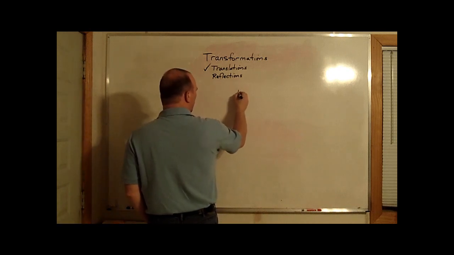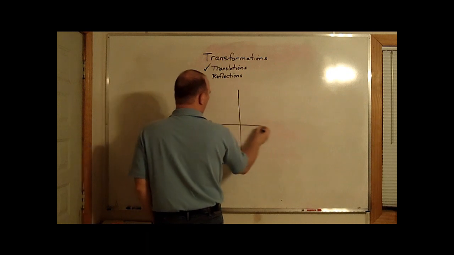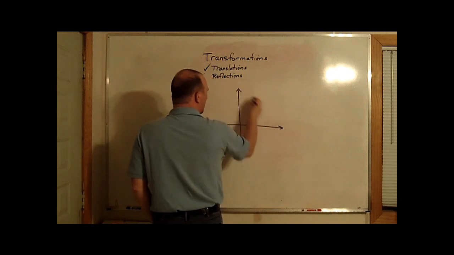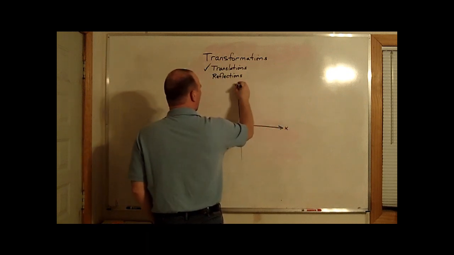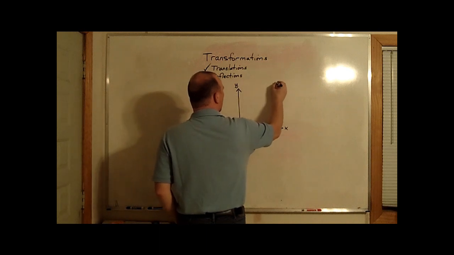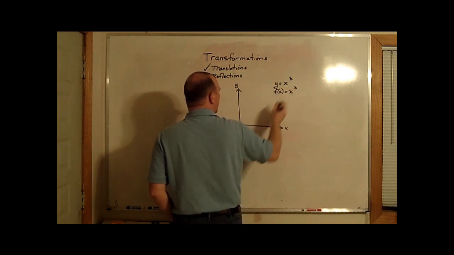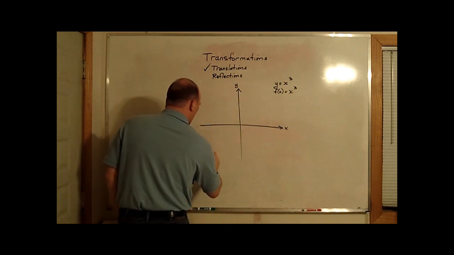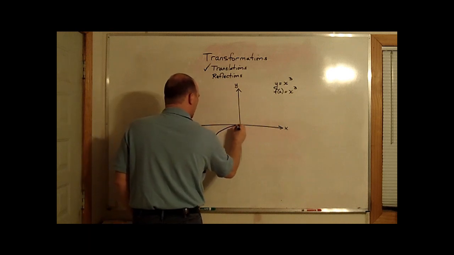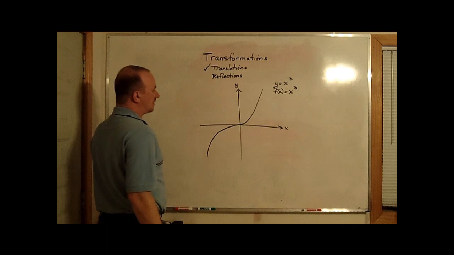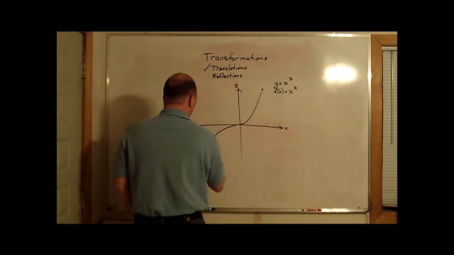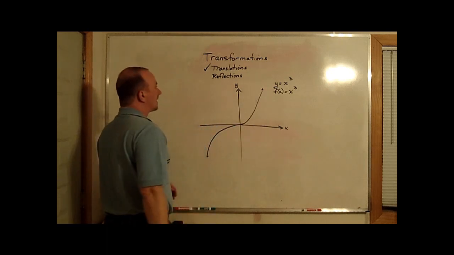So let's look at an easy function. Let's look at y equals x cubed, and we know we can write it as a function in function notation. f of x equals x cubed. It will look something like this, passing through the origin and continues on. So this is our function.